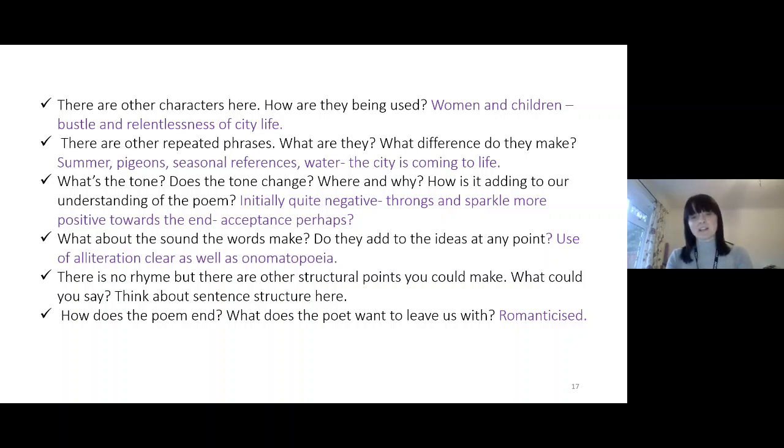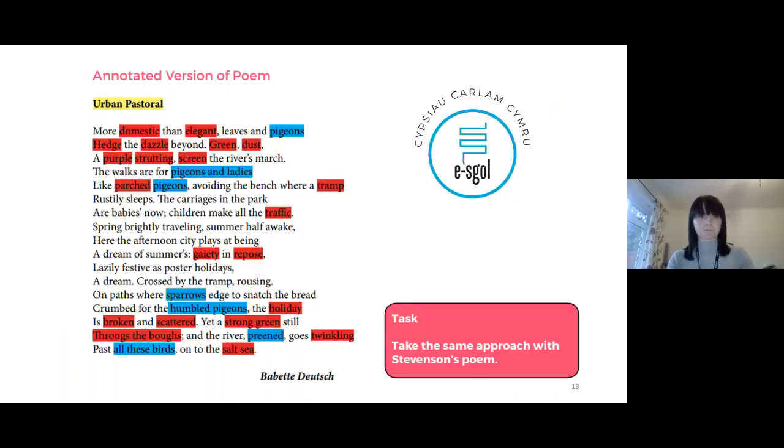And then the ending of the poem. So what does the poet want to leave us with? Definitely this romanticized notion of the city, okay, which started off in this sort of grey haze, and most definitely there's some romanticized imagery that links to that as well, okay. So like I said, there's the annotated version of the poem.